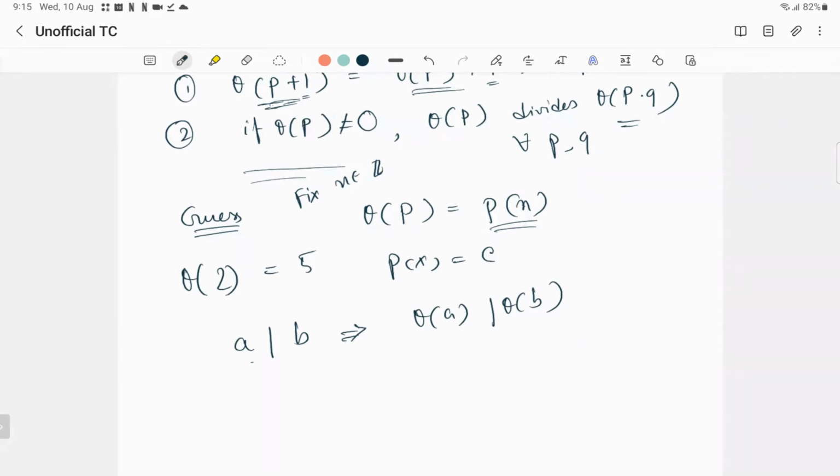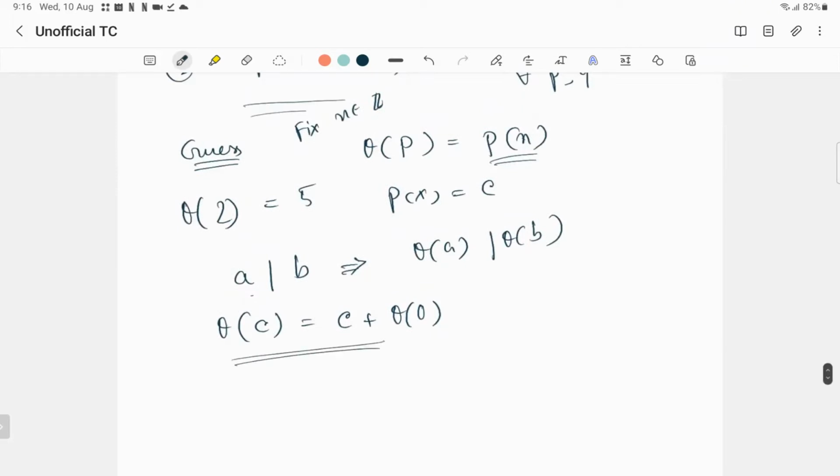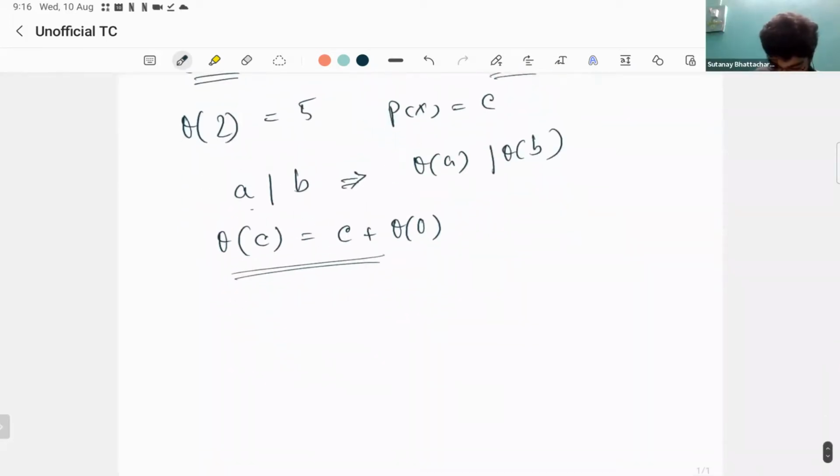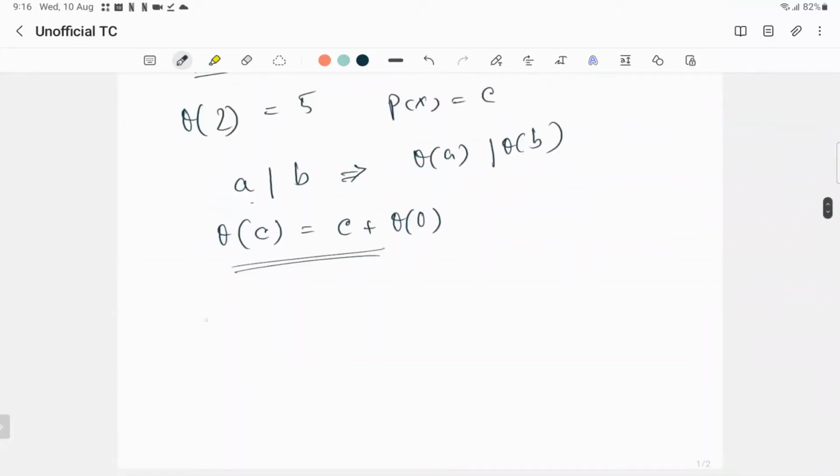We can keep looking. We do have that theta of a constant is just some fixed constant plus that constant. Good point. So we have that theta of C is C plus C naught. Yeah, that's a good observation. We can conclude that theta of C is C from this.